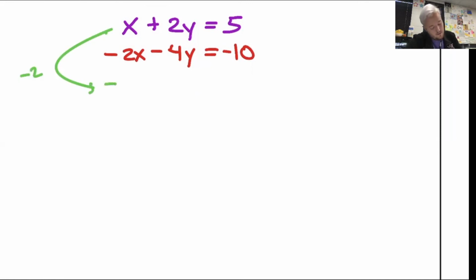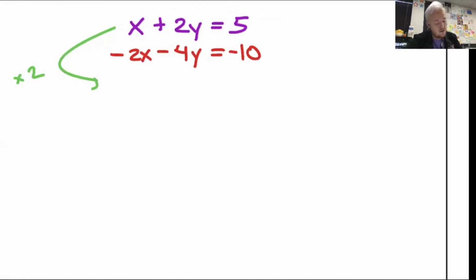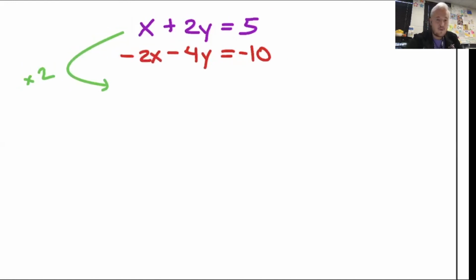So I'm going to get not negative 2. Just kidding. What am I doing? This is what happens when I improvise. Multiply the top equation by positive 2. English is hard. Math is hard. Everything is difficult. Everything's fine. No. There. So multiply the top equation by 2.